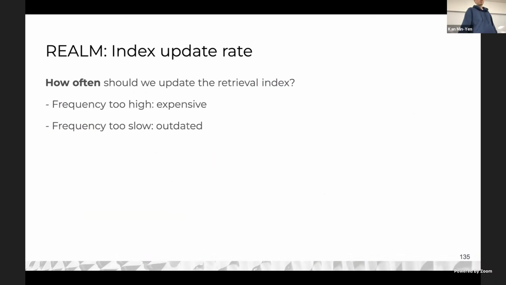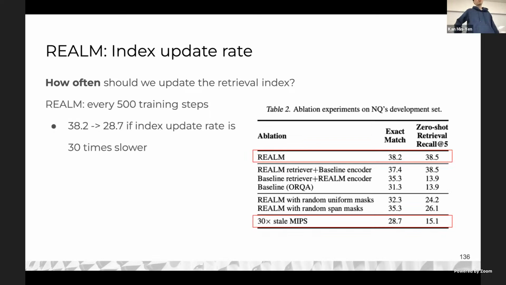And the question here is, how do we choose the index update rate? If the frequency is too high, it's very expensive. If it's too low, then we have a very outdated index, and the accuracy may drop. So in the paper, they use 500 training steps. And then they did a study showing that if they make it, for example, 30 times slower, the accuracies will drop.